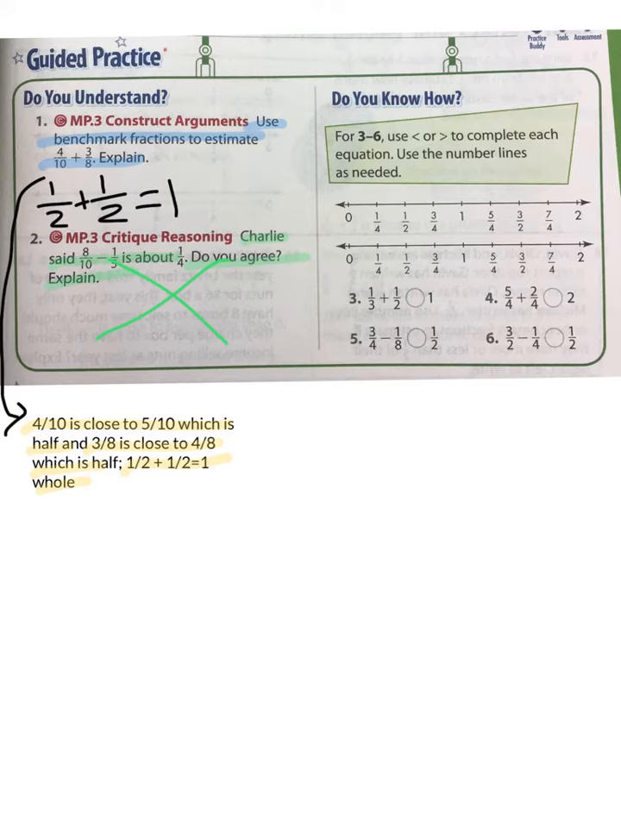All right, let's look at 3 through 6. It says use greater than or less than to complete the equation. So I have number 3. I have 1/3 plus 1/2. Is it going to be greater or less than 1? Well, I know that 1/3 is closer to 0 and 1/2 is just half. So this is going to be less than 1. 5/4 is greater than 1, and 2/4 is a half. So this one would be closer to 1 1/2. So 2 is going to be greater.